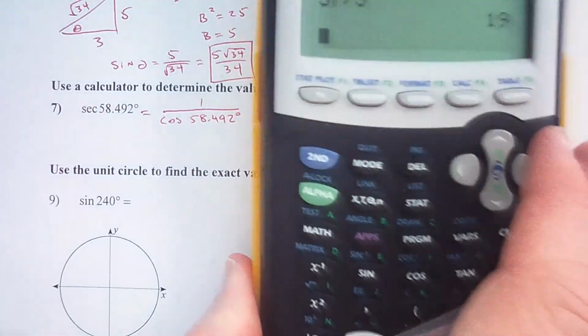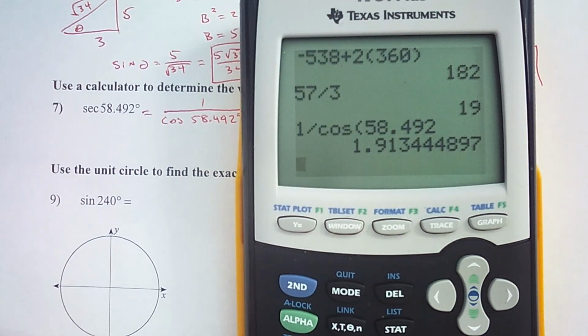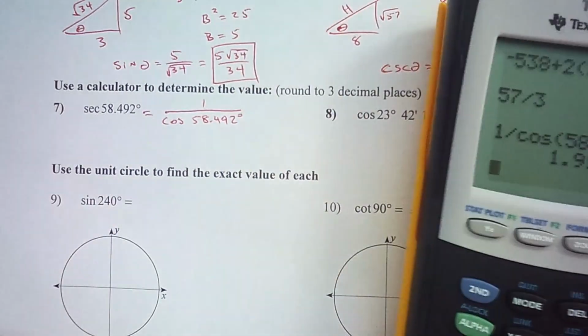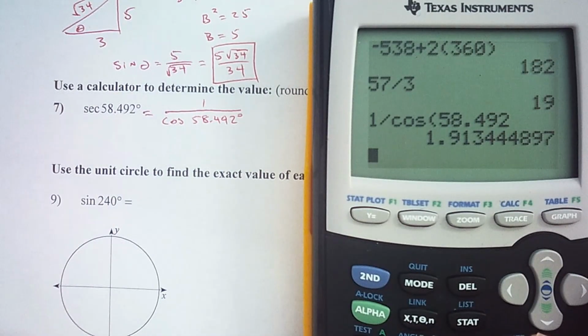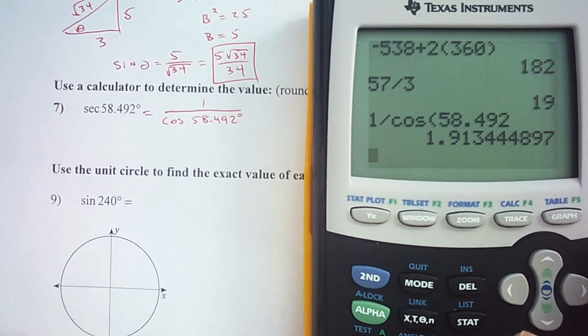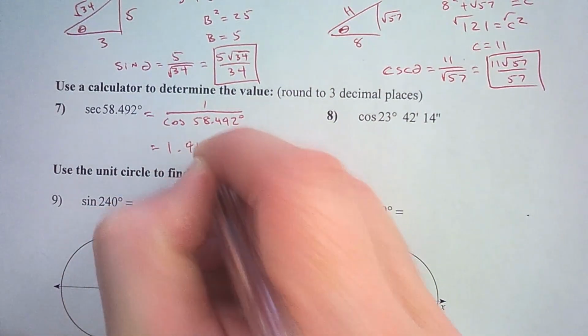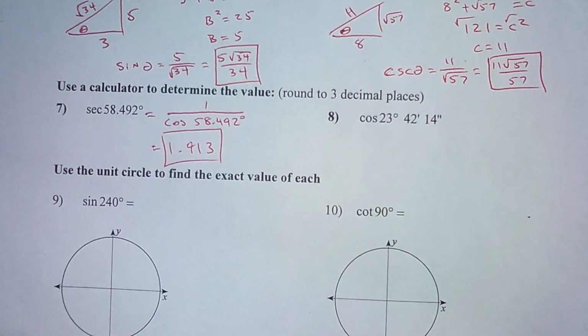58.492 degrees. And that is 1 point, and it says 3 decimal places here. So 1.913, and after the 3 is a 4. That's not big enough to bump that up. So 1.913 is my final answer.